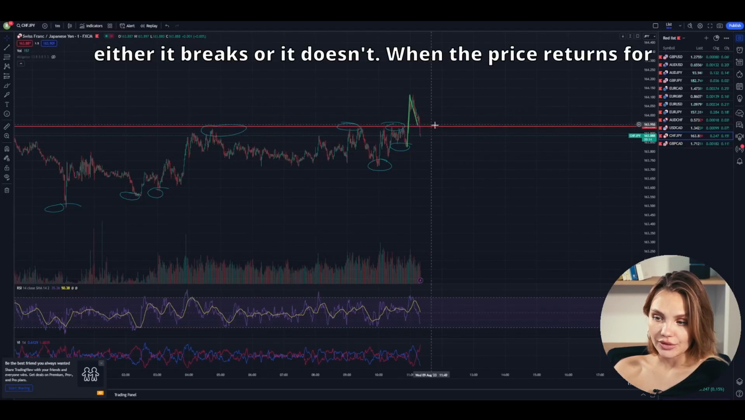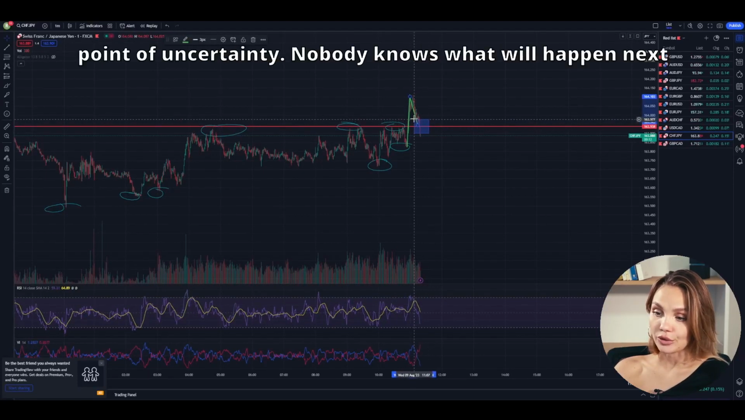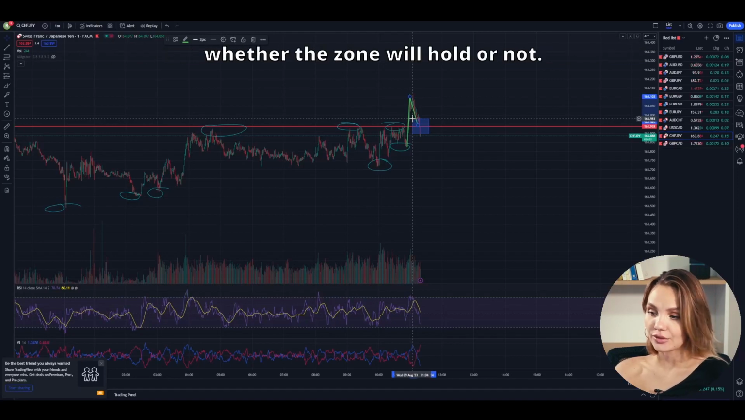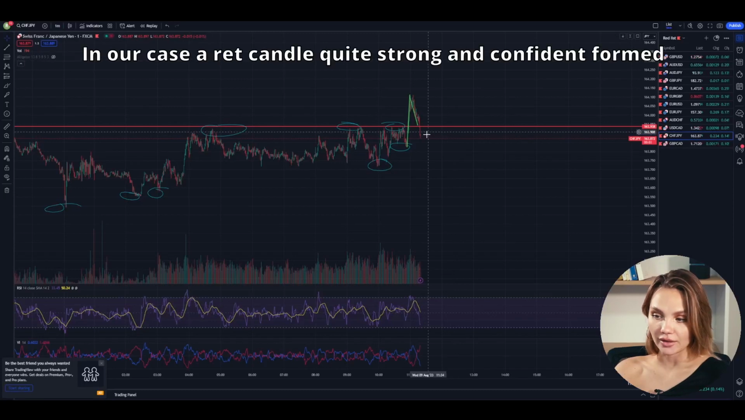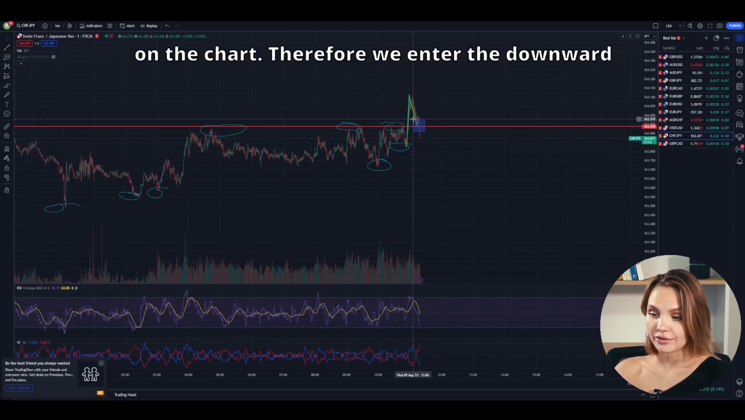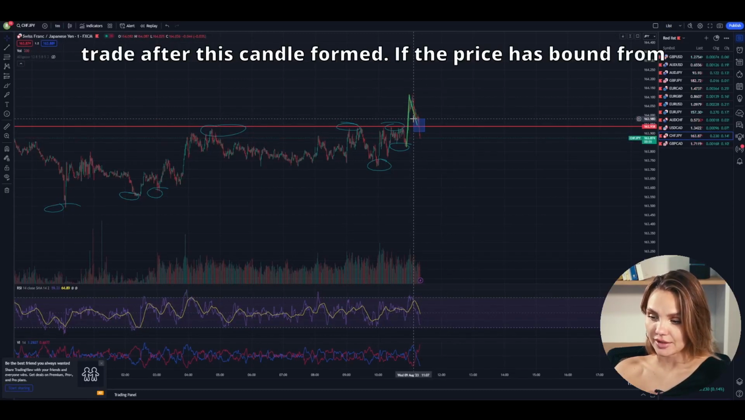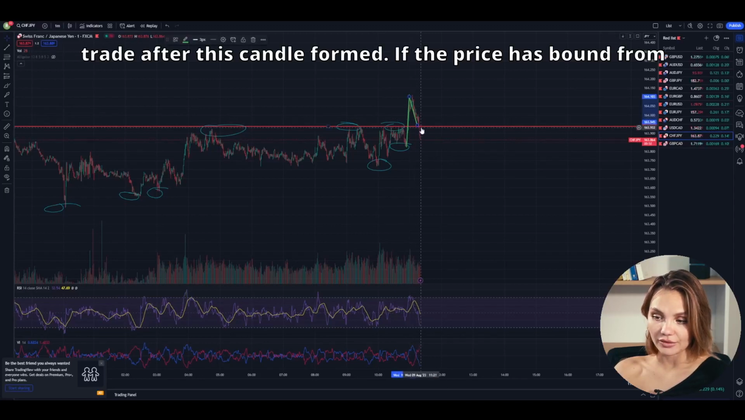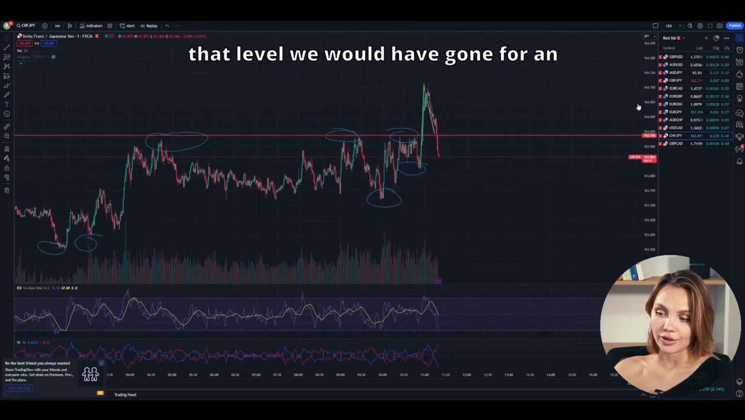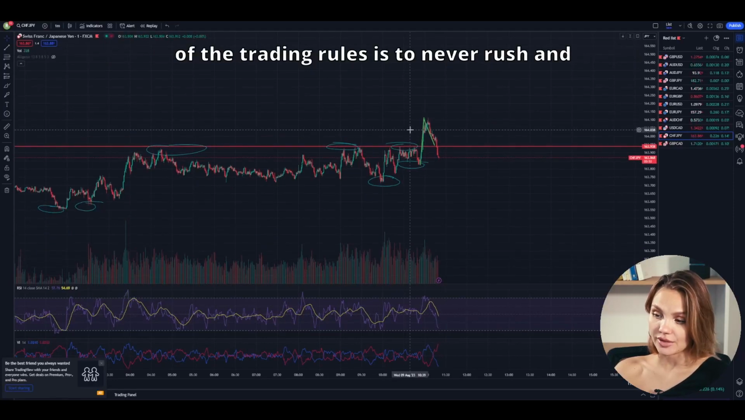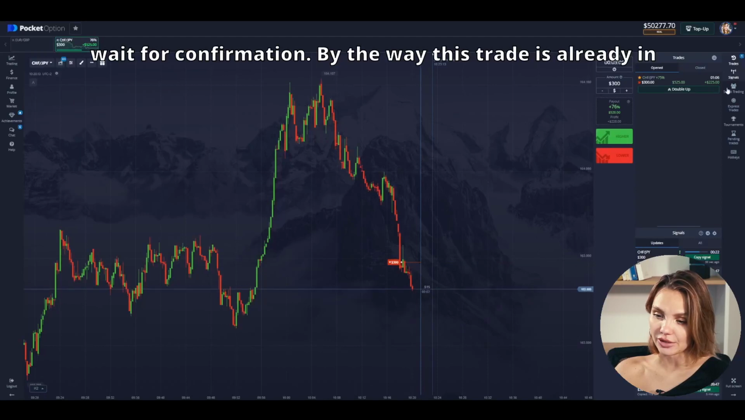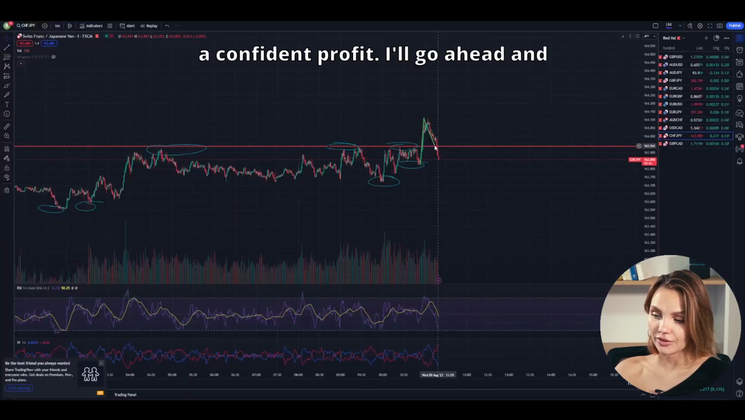When the price returns for a retest, this moment is called the point of uncertainty. Nobody knows what will happen next, whether the zone will hold or not. In our case, a red candle, quite strong and confident, formed on the chart. Therefore, we entered a downward trade after this candle formed. If the price had bounced from that level, we would have gone for an upward trade. I think it's all pretty straightforward. One of the trading rules is to never rush and wait for confirmation. By the way, this trade is already in a confident profit.